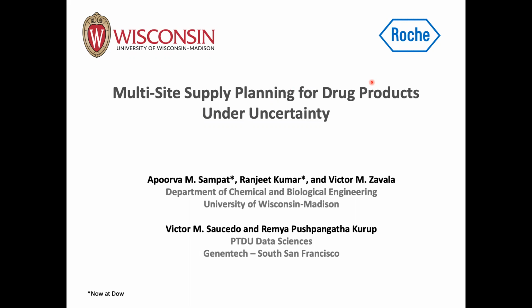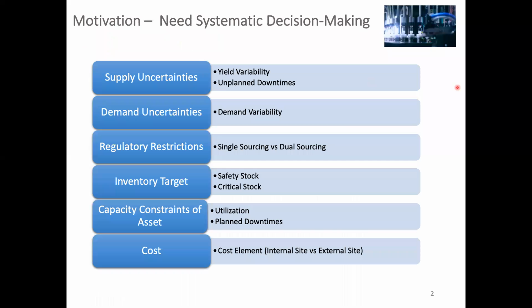In this presentation, I will talk about a stochastic optimization approach we developed to capture the uncertainties associated with the supply planning of drug products. The motivation for this work was to develop a systematic decision-making framework in the complex space of drug supply.